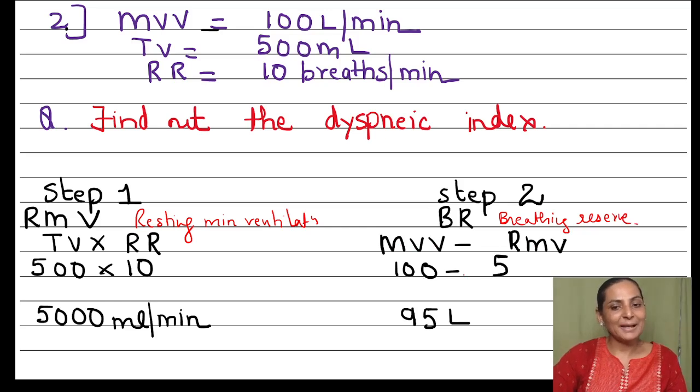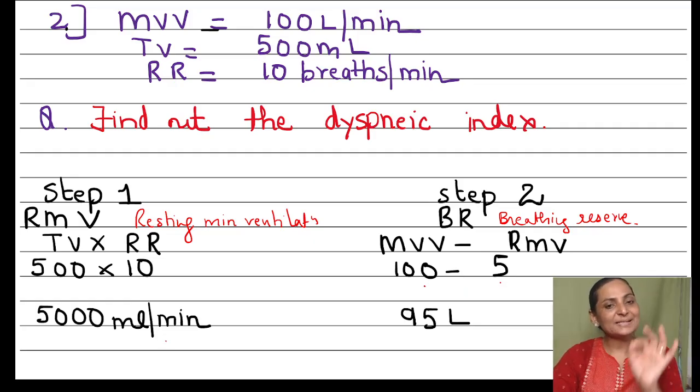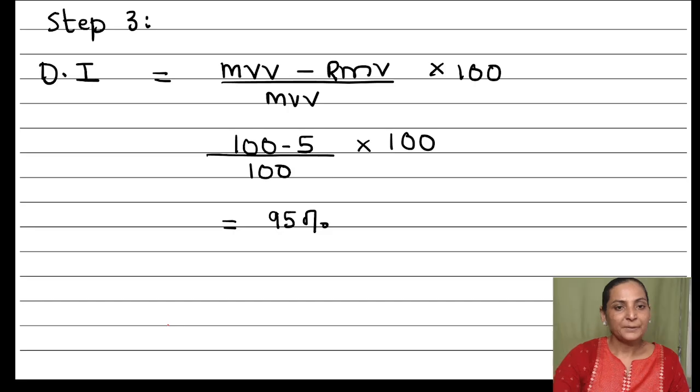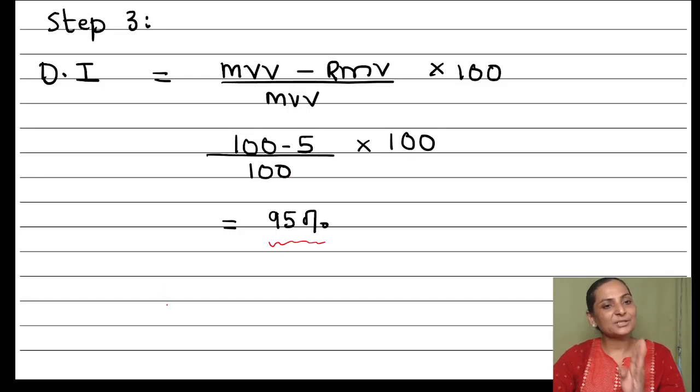So 100 minus 5, that comes to 95 liters. So we've taken 100 and 5, both of them in liters. This we found out in ml. Units are very very important. So dyspneic index is maximum voluntary ventilation minus resting minute ventilation divided by maximum voluntary ventilation, which comes to be 100 minus 5 divided by 100 into 100, that is 95%. Less than 60% of the dyspneic index is not good.